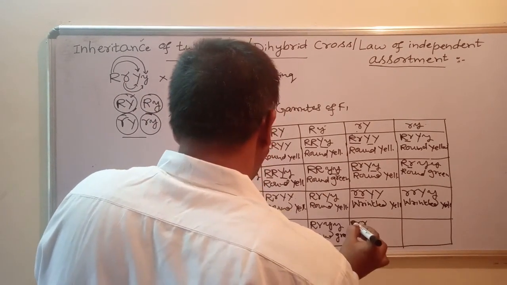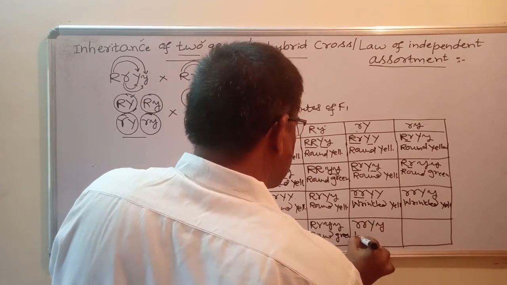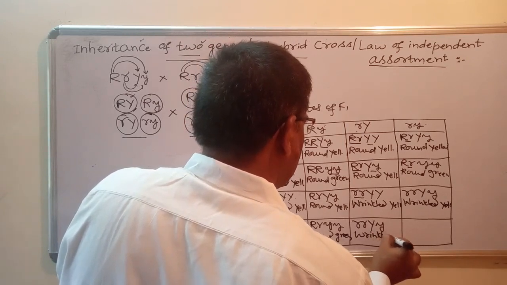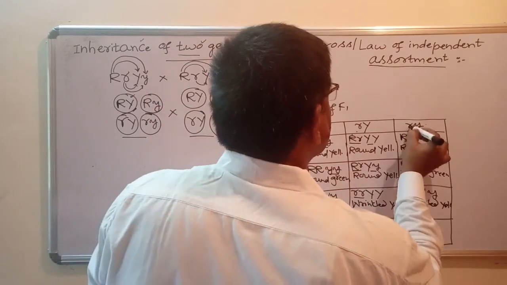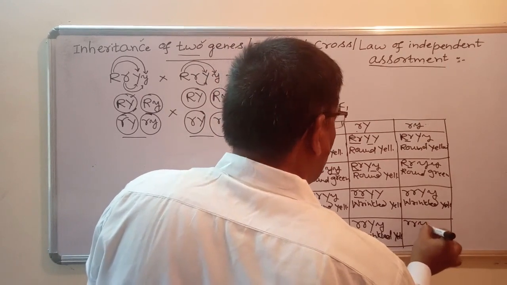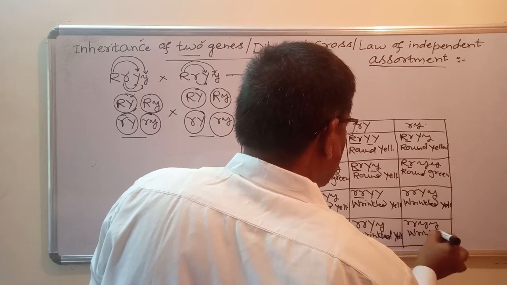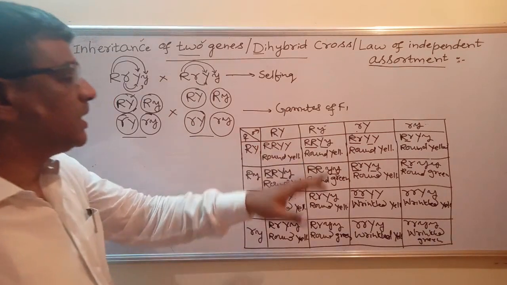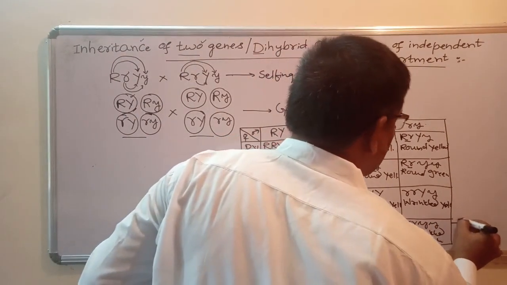Then this is small r, small r, capital Y, small y. So this is a wrinkled yellow. Then this is small r, small r, small y, small y. Therefore, this is a wrinkled green. So like this, we will get a combination of offspring in F2 generation.